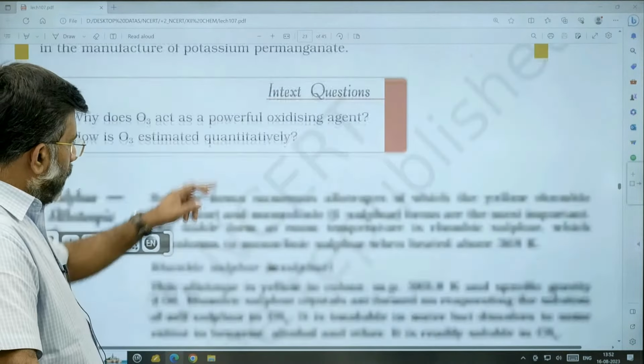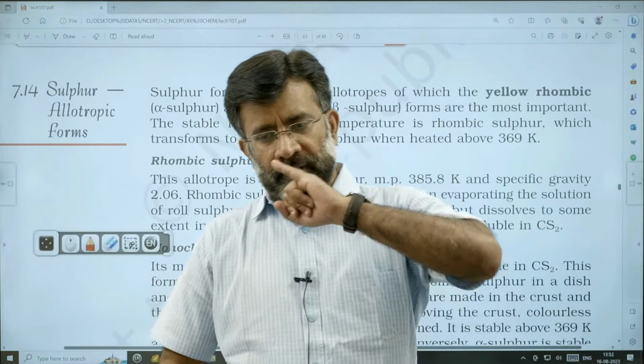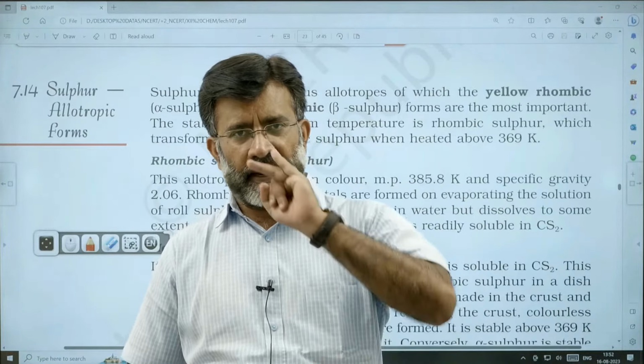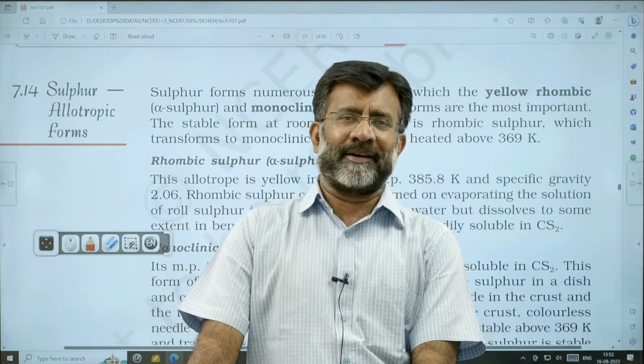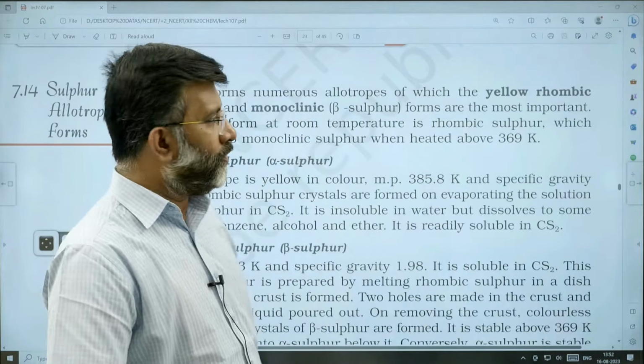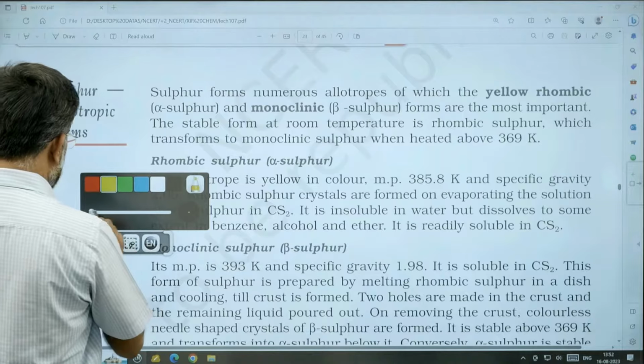So what all points have we gone through so far? Dioxygen, various types of oxides, and then ozone. Now it is allotropic forms of sulfur. Allotropic forms of sulfur. That is the next point.